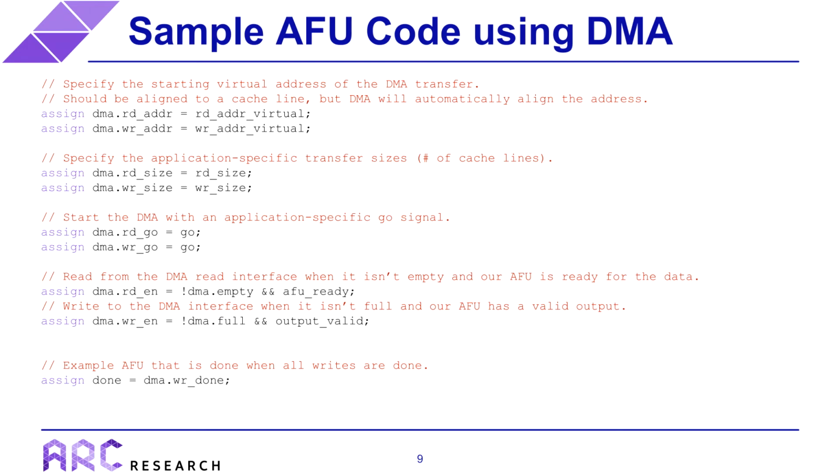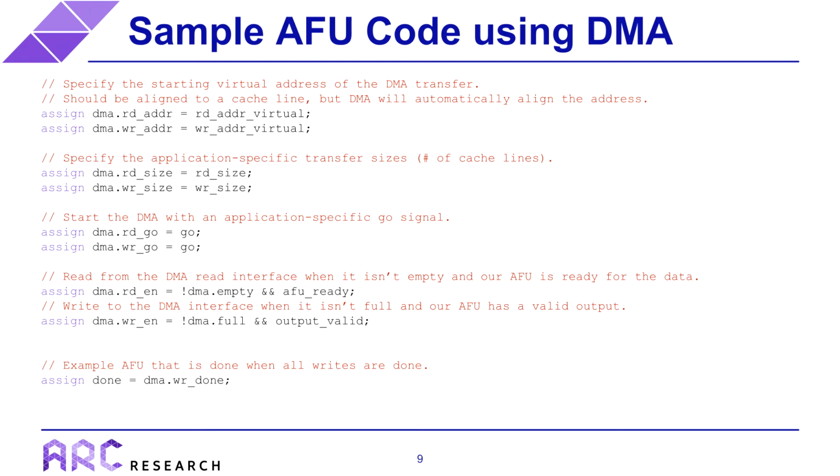And then for the DMA write interface, or the write enable, we want to first of all make sure that the DMA is not full. If we write data when the DMA write interface is full, we are going to lose that data, and that's going to cause a lot of problems. So we never want to write when it's full.